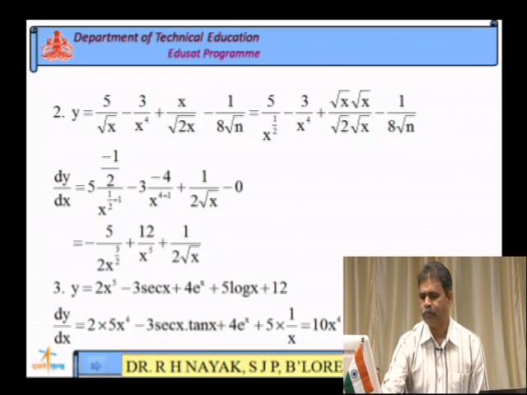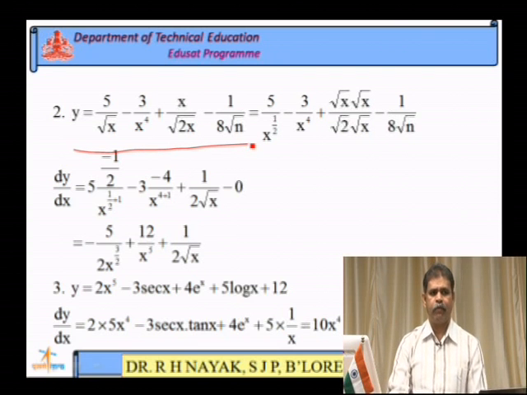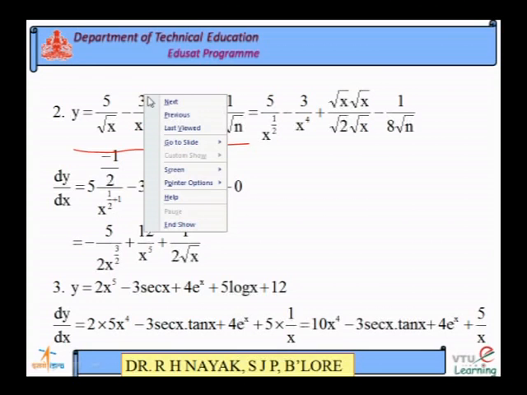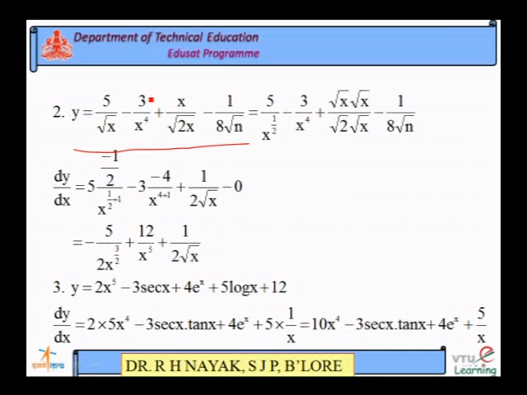Check the next problem. The next problem is what? y is equal to 5 divided by root x minus 3 divided by x to the power of 4 plus x divided by 2 root x minus 1 by 8 root n. So, I am altering the terms here. How? The root x is there, 1 by root x. Suppose if we have root x, its derivative is known. Here it is 1 by root x, therefore, I am converting this into a power.